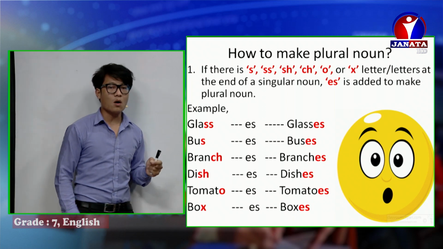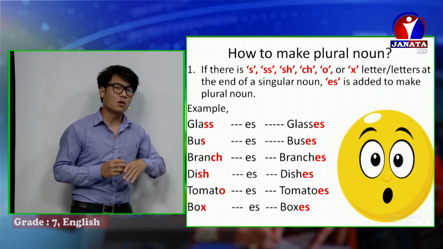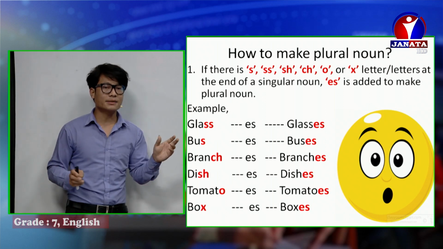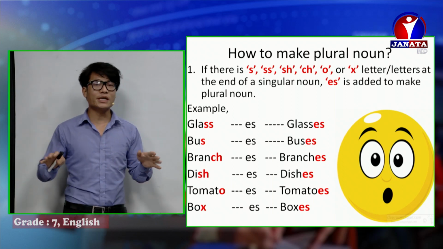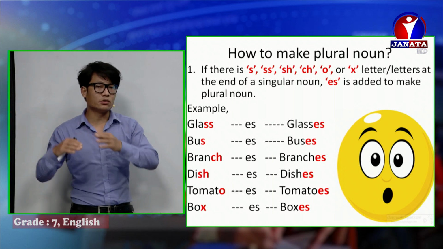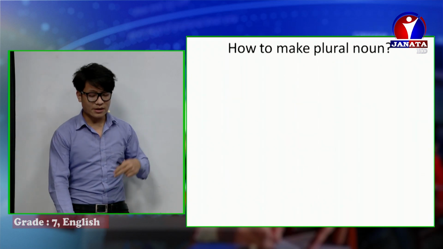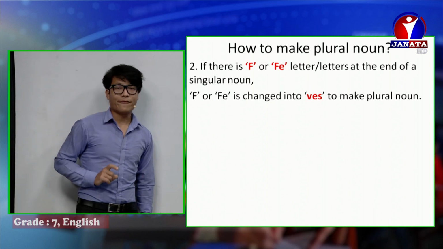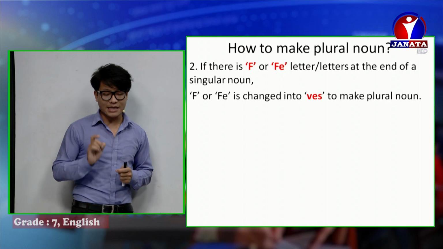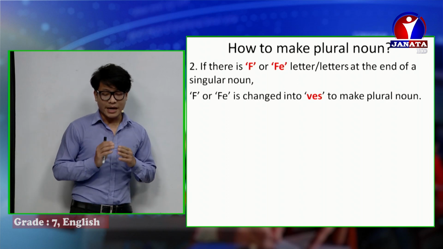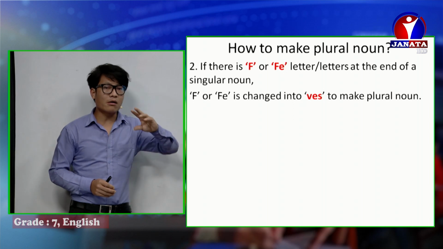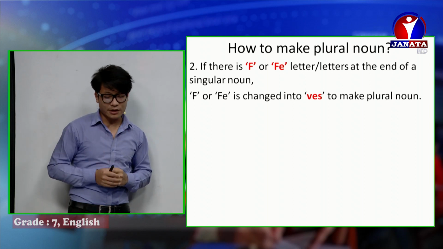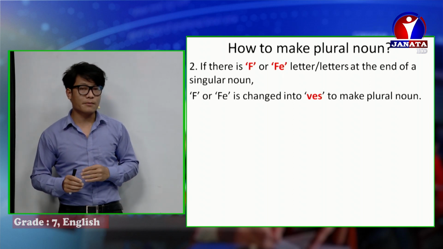Now let's have another example. B-O-X. X letter is there. So we add ES and now it becomes B-O-X-E-S, boxes. Box, boxes. So this is how we form singular noun into plural noun. Now, another rule. If there is F or FE letter or letters at the end of a singular noun, F or FE is changed into VES to make plural noun.